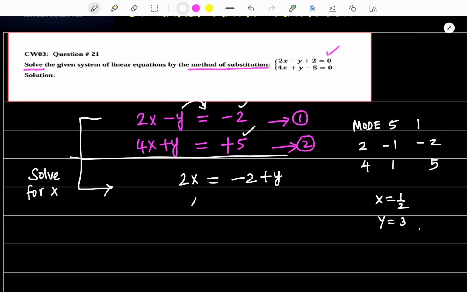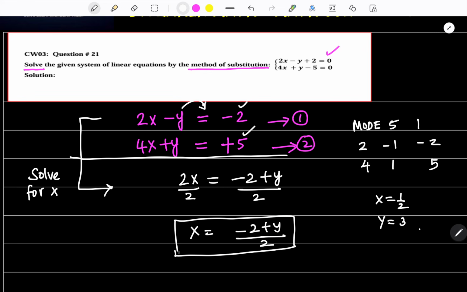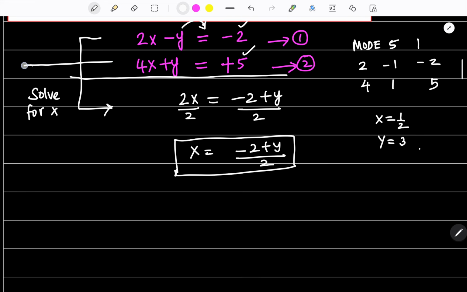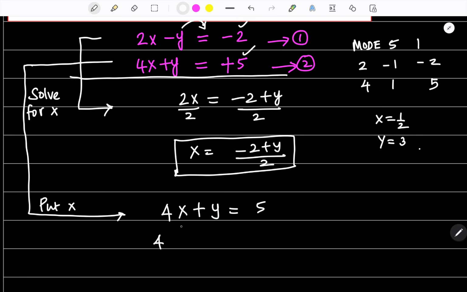Right. So from the first equation I'm going to get x. 2x equals minus 2 plus y, so I divide by 2. So x equals (minus 2 plus y) divided by 2. This is my x. The next step is to put the x value in equation number 2. So what is the equation? 4x plus y is equal to 5. So 4 times your x, slowly open the bracket, (minus 2 plus y) divided by 2, and then plus y is equal to 5.